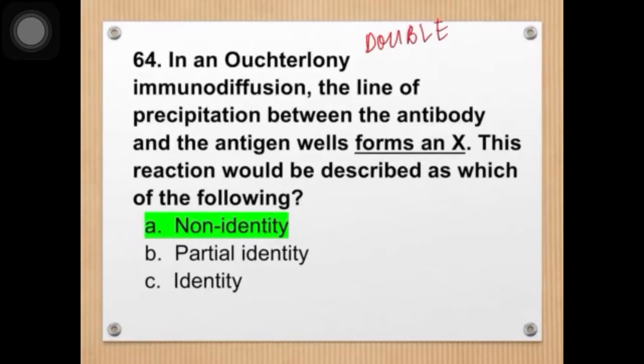May formation daw ng two crosslines. Anong indication po ng two crosslines? A two crossline indicates non-identity. Ibig sabihin, the antibody is precipitating different antigen. Correct answer number 64, letter A.